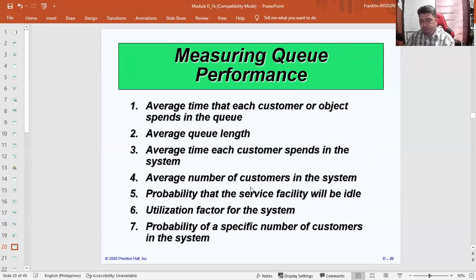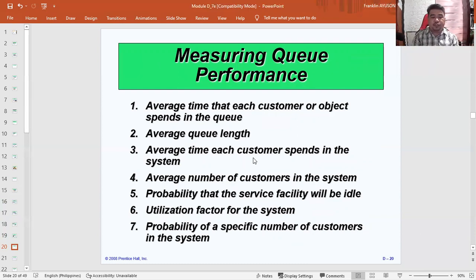Anyway, moving forward, measuring the queue performance. So this time, the average time of each customer, or are we referring to the object spend in the queue. Gaano katagal pumila? The average length of the queue. Gaano kahaba yung pila on the average?